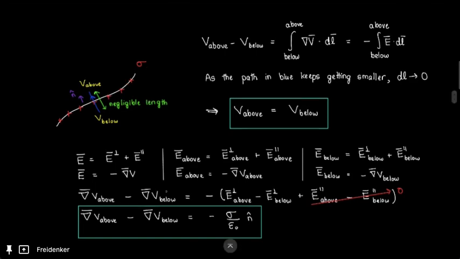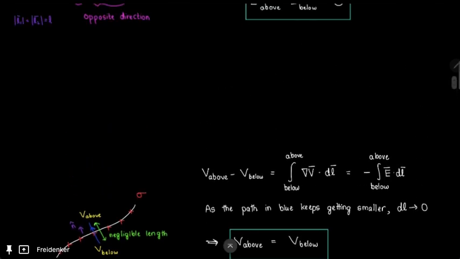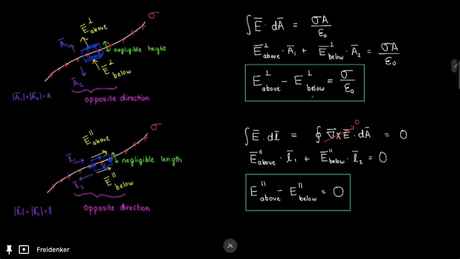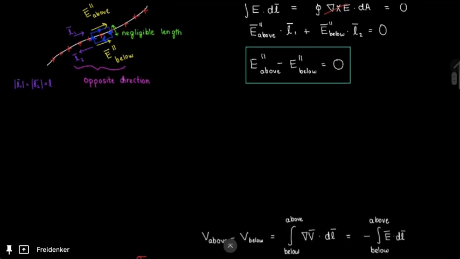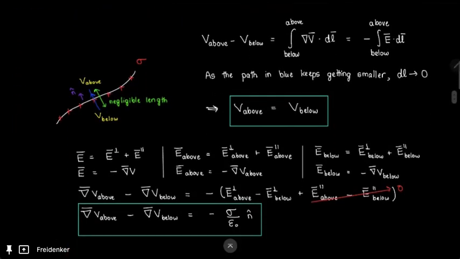In the bottom, I did something. You can see it's very simple. I know this. I know this. For above, I'm applying the same thing. For below, I'm applying the same thing. E is equal to E perpendicular plus E parallel. That is fine, and we know this result. If I subtract one equation from the other, you'll get this big one. So it's just that the gradient of V above minus gradient of V below is nothing but minus sigma by epsilon naught n cap. How did I get this? Because we know that E above minus E below is sigma by epsilon naught. That is how I got this equation.